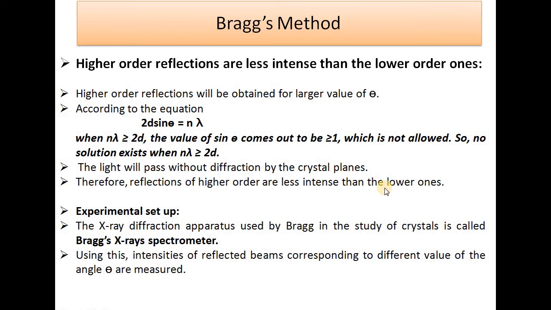Now, what was the experimental setup used by Bragg? The X-ray diffraction apparatus used by Bragg in the study of crystals is known as Bragg's X-ray spectrometer. Using this, the intensities of reflected beams corresponding to different values of the angle theta were measured.